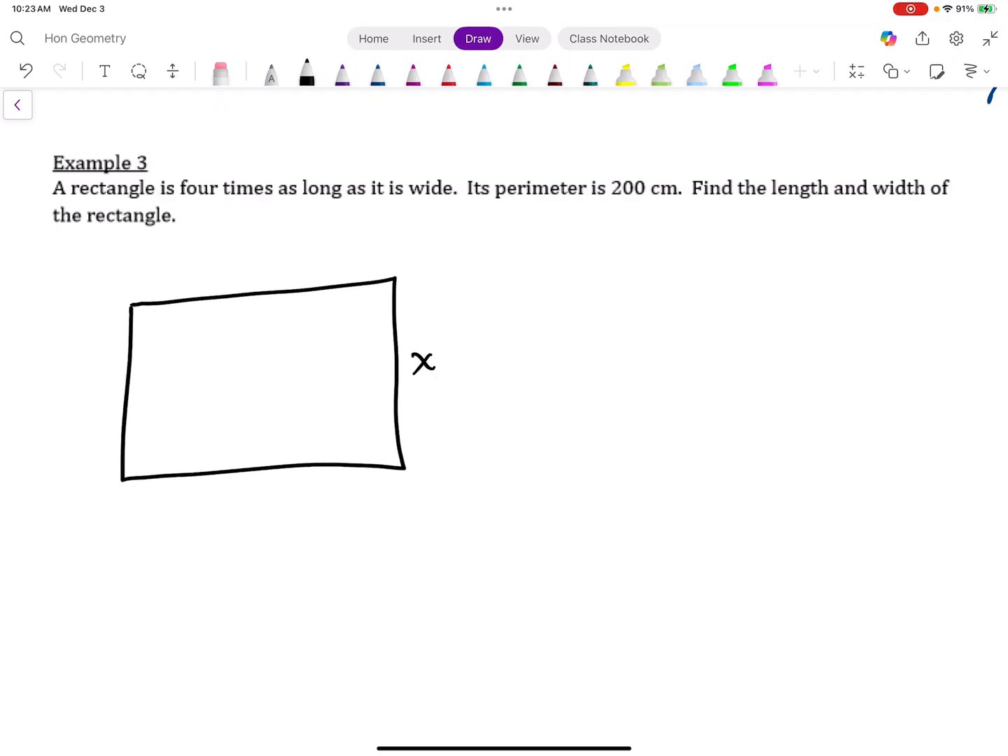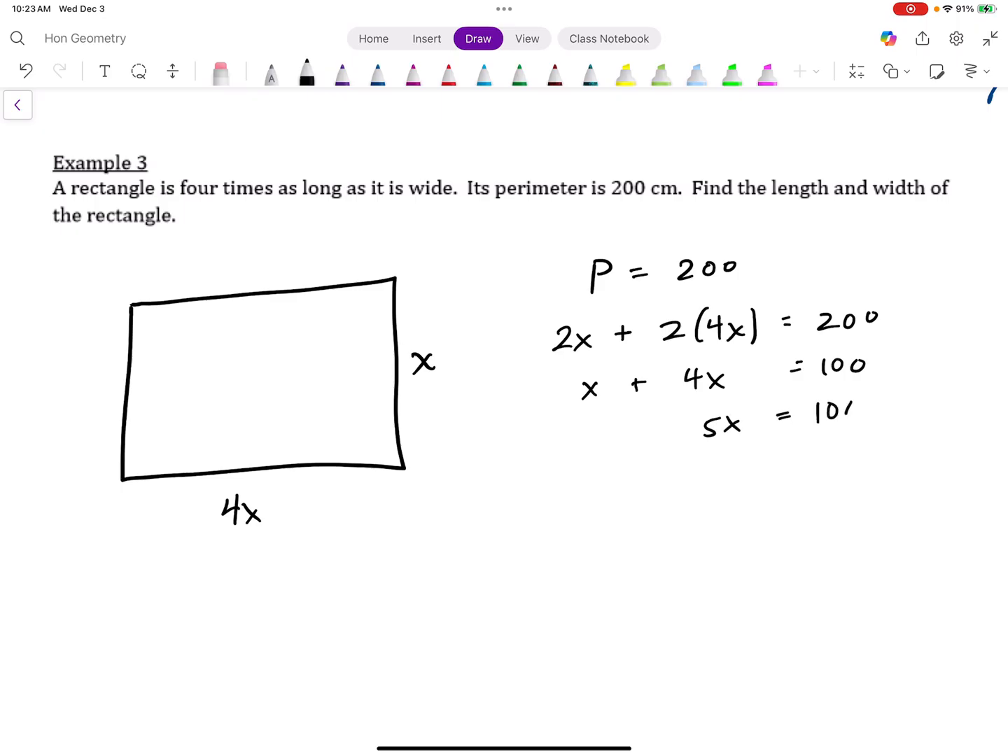We've got a rectangle that is 4 times as long as it is wide. So this is x, this is 4x. Perimeter's 200, so that's going to be 2 of the x's plus 2 of the 4x's. Let's just divide both sides by 2. So 5x is 100. X has got to be 20.